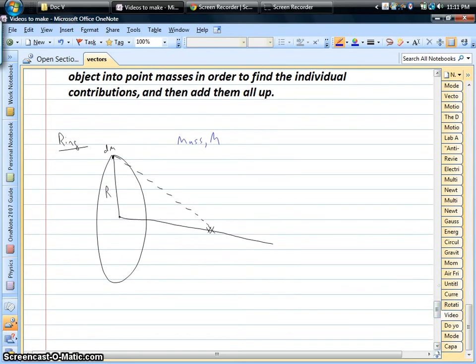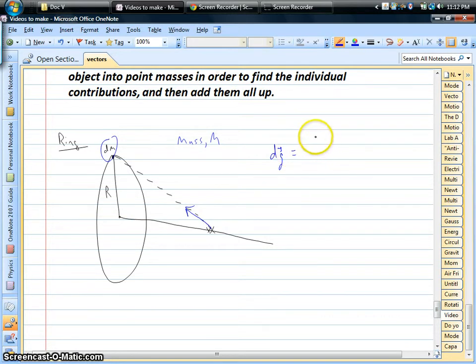So here's a ring. It has a certain radius, has a total mass, and we're just looking for the gravitational field out at some point on the axis. Now, for a point mass, that's what this dm is up here, the gravitational field, or that little bit of a field, I guess we can call it dg, is out here on this axis, and it's pointing back towards that little chunk of mass.